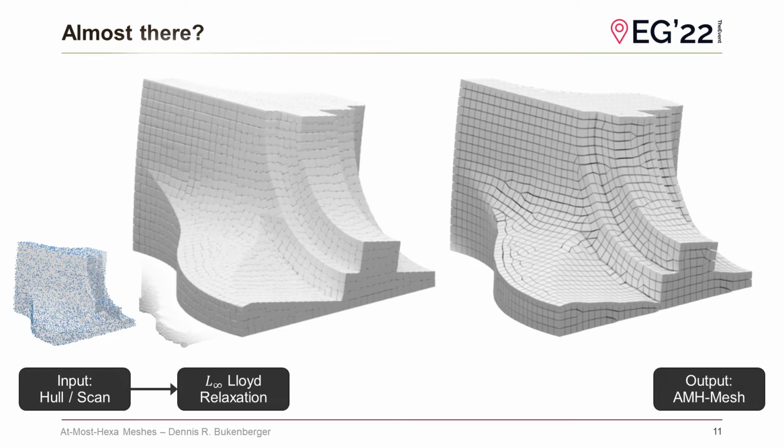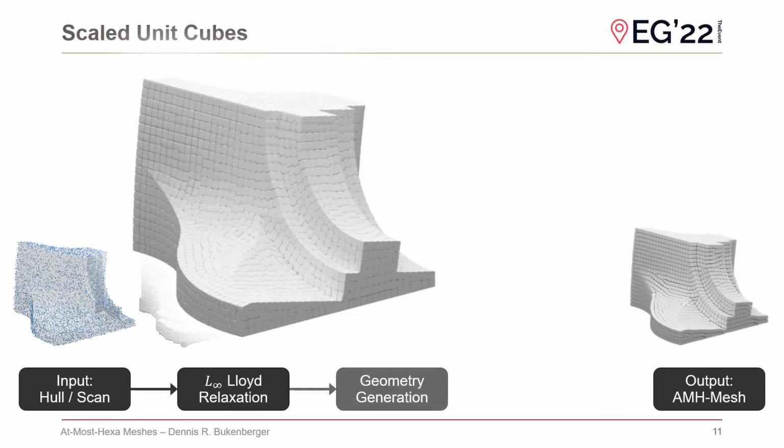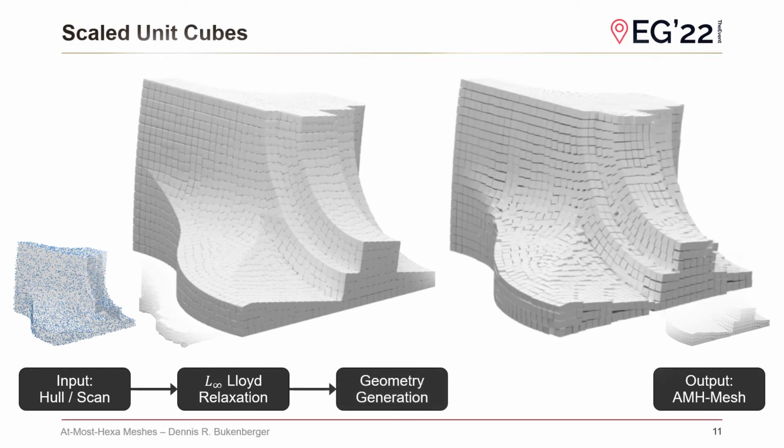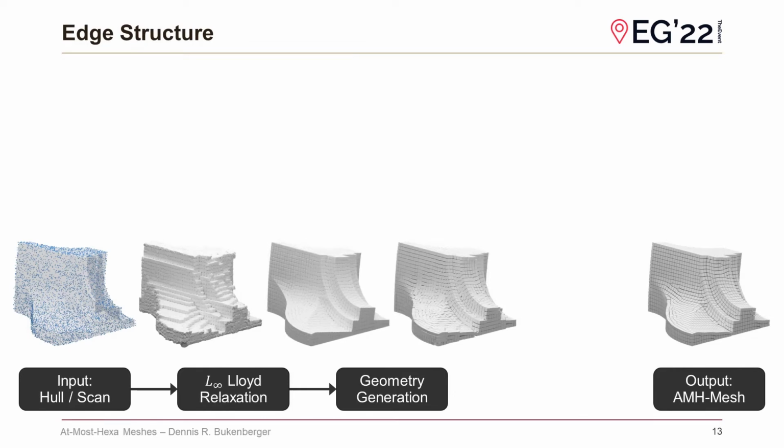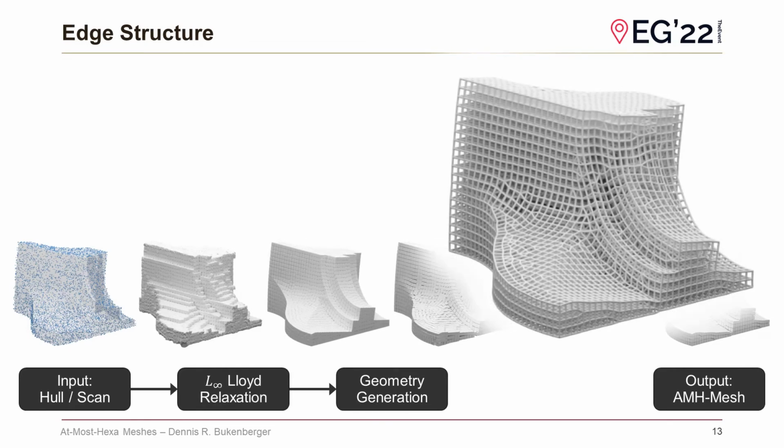So to generate the final mesh, we need to generate the geometry. Therefore, we replace each cell with a unit cube scaled to the volume of the cell and oriented accordingly. Vertices of these cubes can now be snap merged based on the distance and neighborhood relations. While this gives us the final geometry as this skeletal structure of edges, the missing link to complete our pipeline is the topology extraction, to recover the atmost hexa constellations for our final mesh.